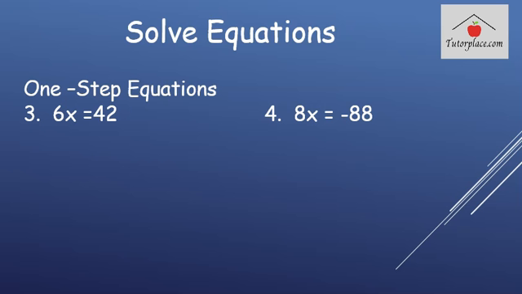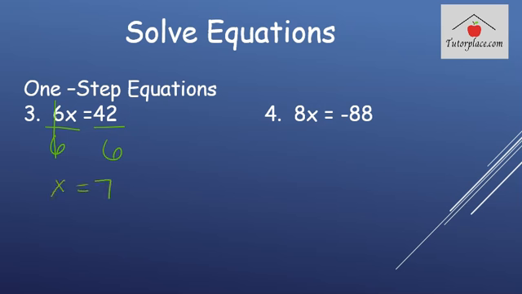So if we're multiplying 6 times x, and that equals 42, the opposite of that would be to divide. So again, if you divide by something on one side, you have to do that on the other side. You have to be consistent. So 6 divided by 6 turns into just 1x. 42 divided by 6 gives me 7. So x equals 7. And again, you can check it. 6 times 7, that does give you 42.